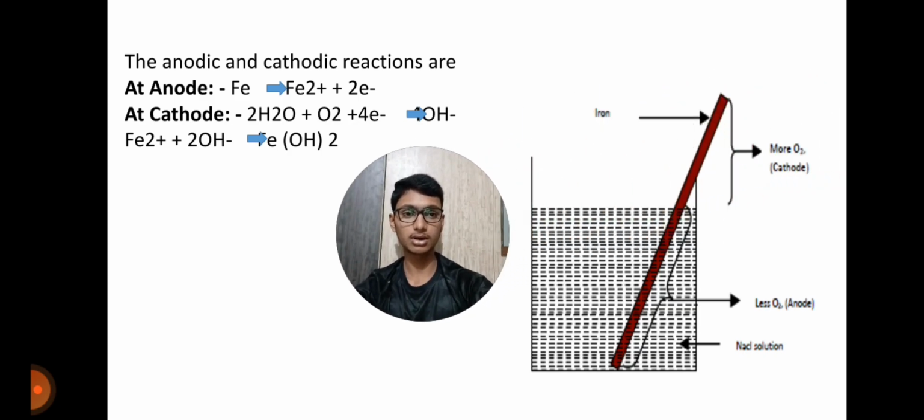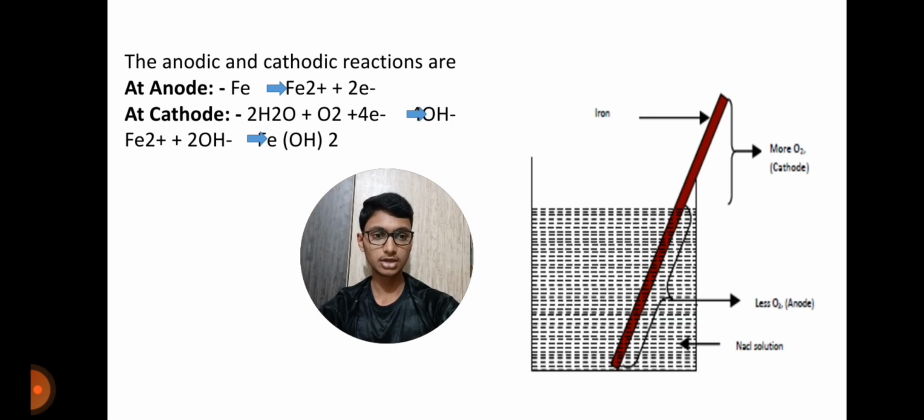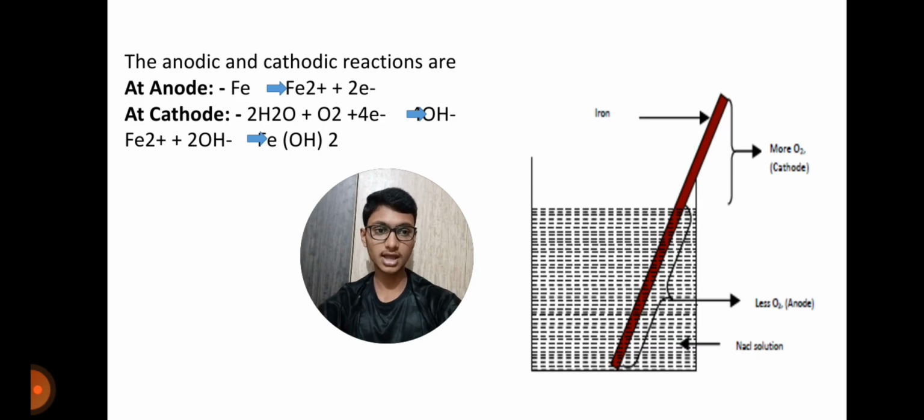Here is a small diagram which shows the differential aeration corrosion. When an iron rod is dipped in NaCl solution, you can see that there is a lower concentration of oxygen inside the water. Because of that, the iron inside the water undergoes corrosion, and the iron outside the water is unaffected by the corrosion because it is exposed to more oxygen and acts as cathode.